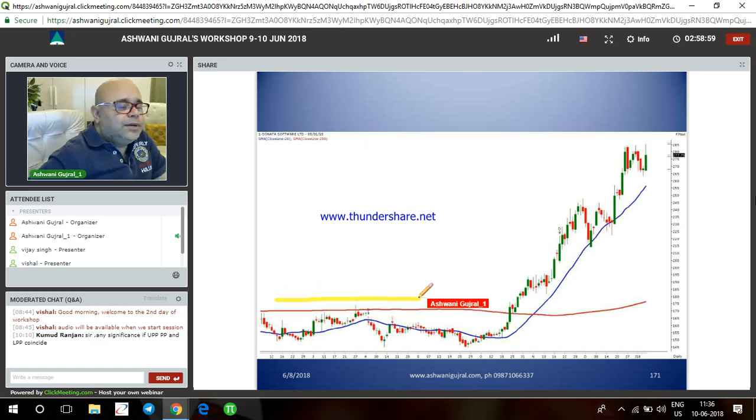This is Sonata Software. Once it came out, all you had to do was buy on any consolidation and higher prices came. So chart selection for swing trading is very important. People just take any chart and try to do swing trading. That will not work. How do you identify? This is the way to identify.